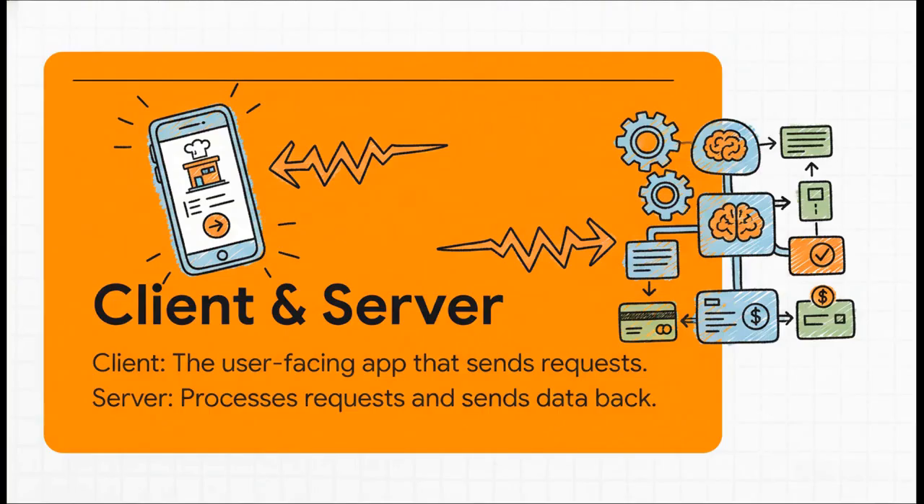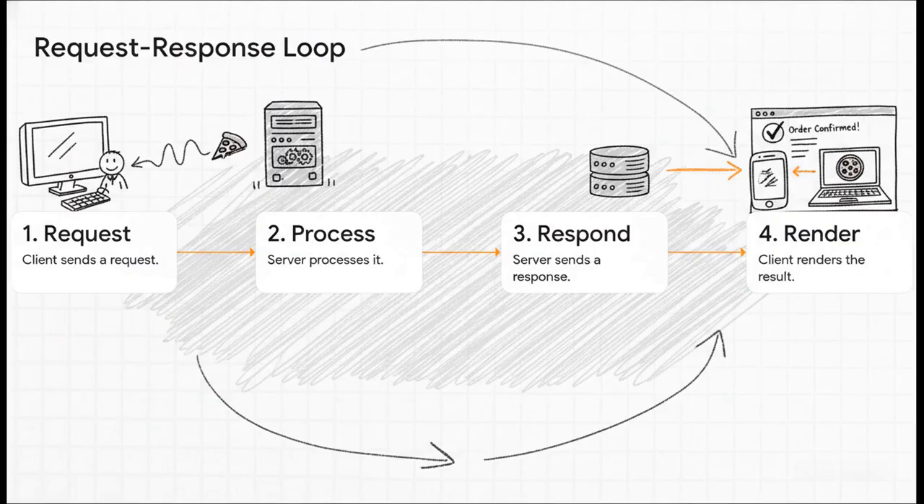Now the server, that's the powerhouse working behind the scenes. It's the one that gets your request, checks the menu, processes your payment, and actually tells the restaurant to make your food. It's the real brain of the whole operation.